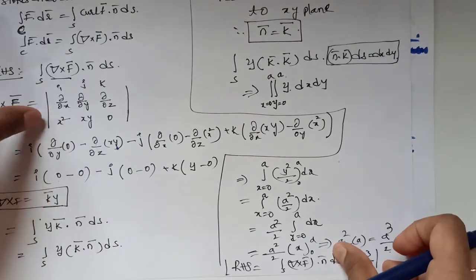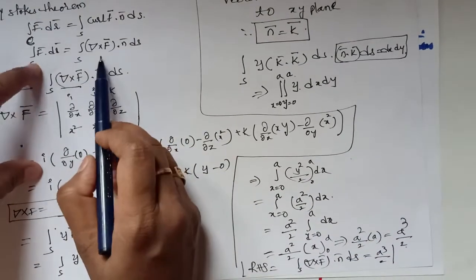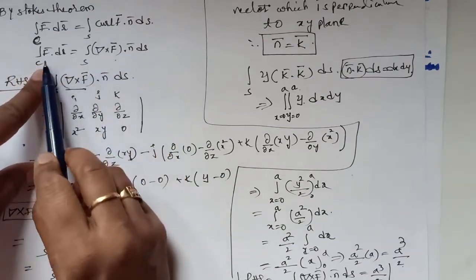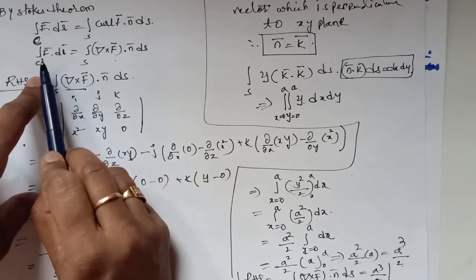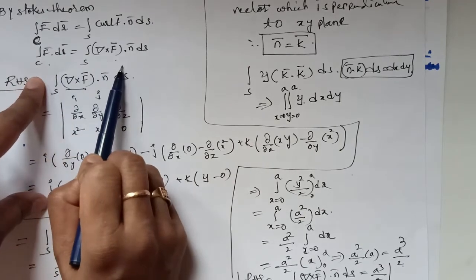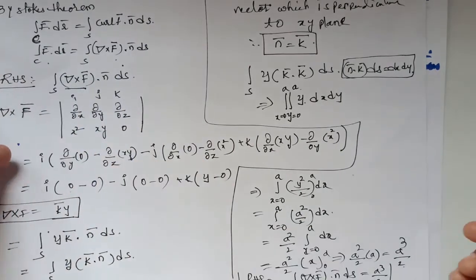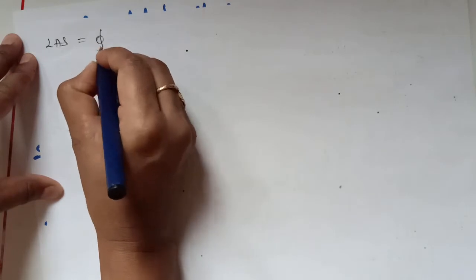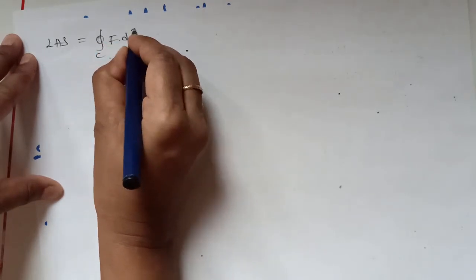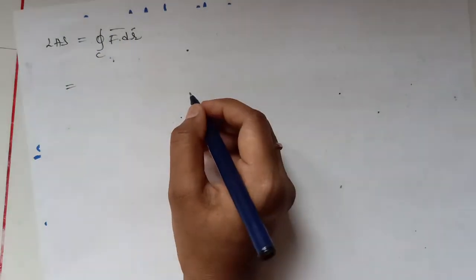With this, the problem is not over. We have to evaluate by line integral also. If the line integral value and the surface integral value are the same, then Stokes theorem is verified. So on the LHS side, you have line integral f bar dot dr.